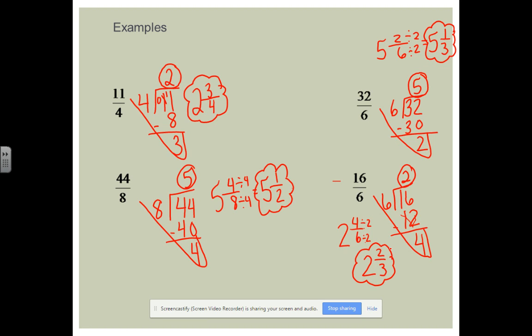Hope this helped whenever you are converting from mixed fractions to improper and improper to mixed.